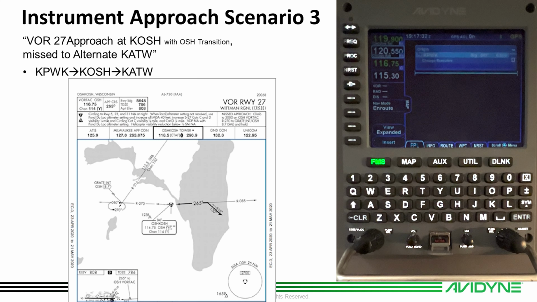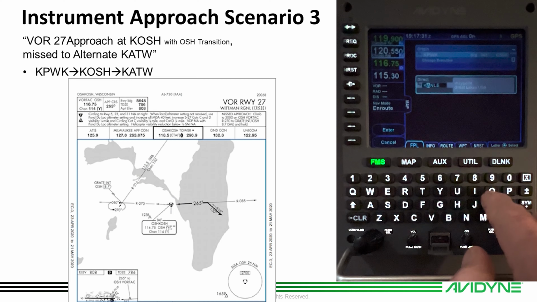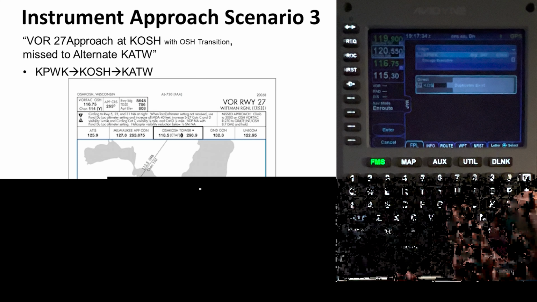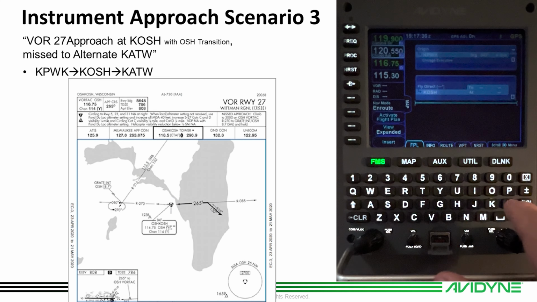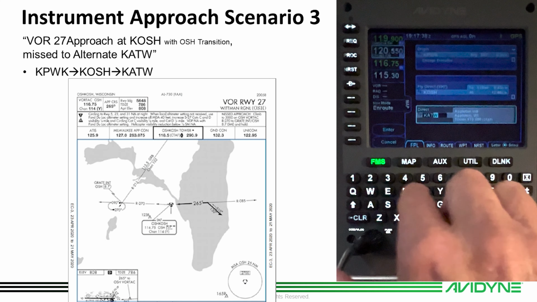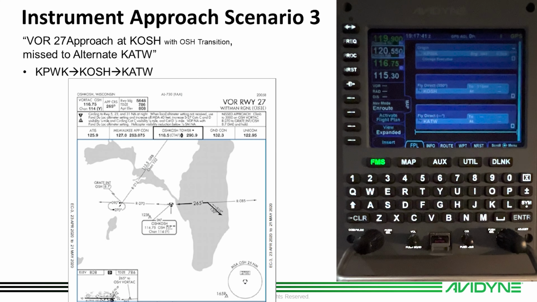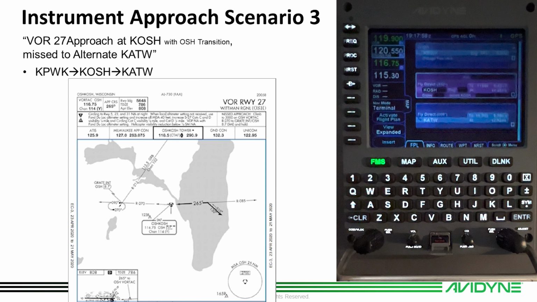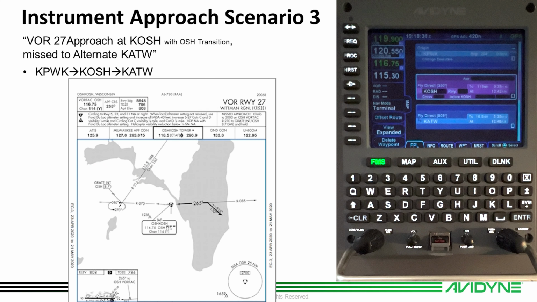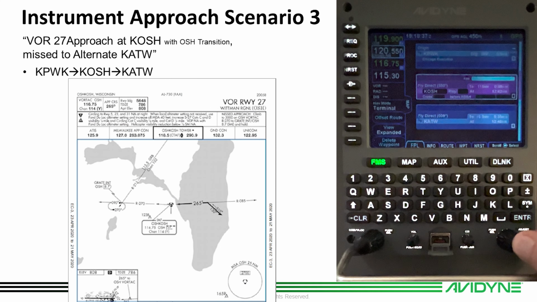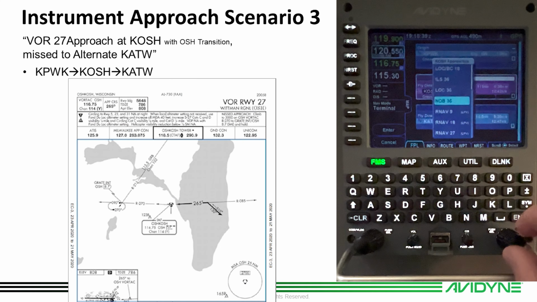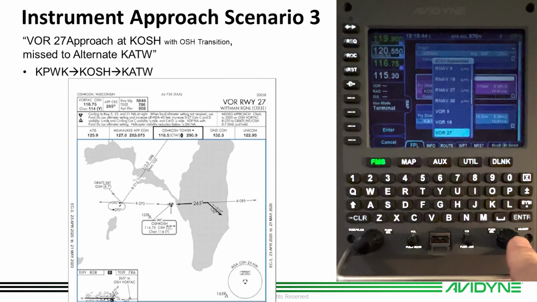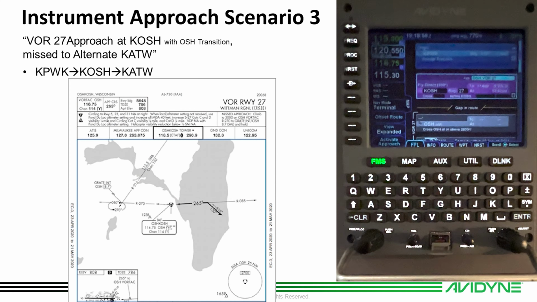We will build our flight plan to KOSH, but we will also include a second airport, our alternate, which is KATW. Let's load the flight plan from KPWK to KOSH and then add the alternate KATW and activate the flight plan. We can press the proc key or we can move the cursor to the approach window within the KOSH waypoint, as shown here, and select the VOR 27 approach and then select the OSH transition.